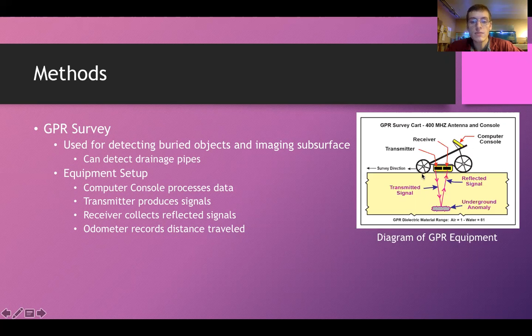This whole survey works great, but an odometer is very, very helpful with calculating distance. That way we can actually create a cross-section for our computer console to interpret. The odometer is connected to one of these wheels here. As this wheel turns, the odometer picks up how many rotations per minute this cart is going and therefore translates that into distance. And then of course we have our cart here, which carries everything and transports it along the way.